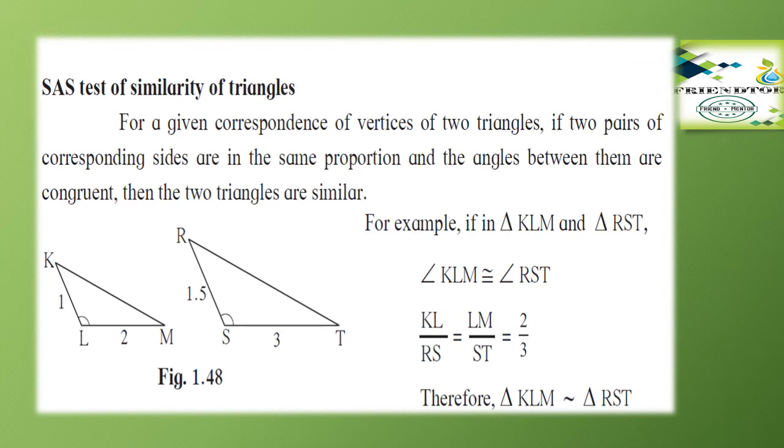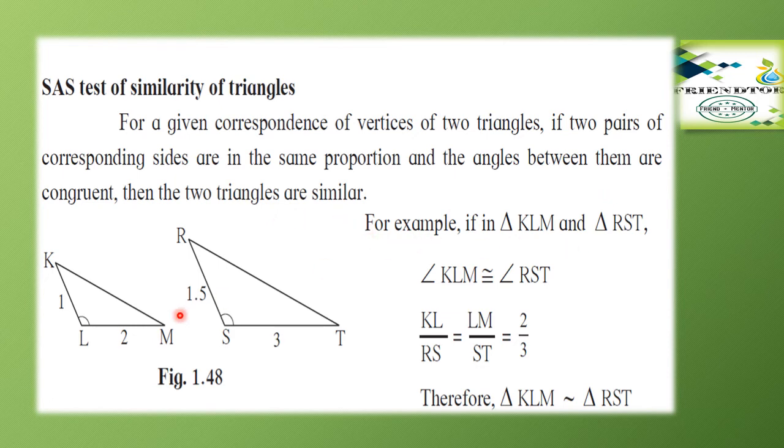Yes, the next test is SAS test. SAS test means two sides and one angle, okay. So two pairs of sides we have to check for ratios, which should be in same proportion, and then one angle, that is one set of corresponding angles, should be equal. For a given correspondence of vertices of two triangles, if two pairs of corresponding sides are in the same proportion and the angles between them are congruent, then the two triangles are similar.